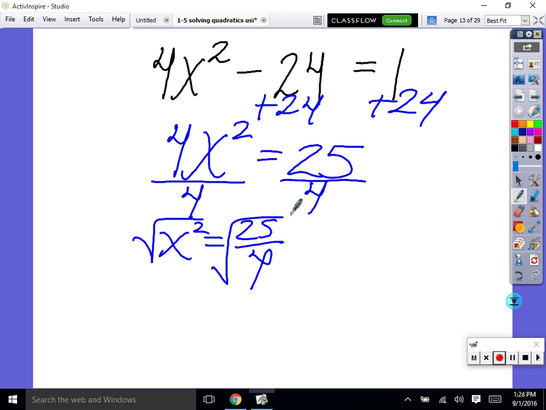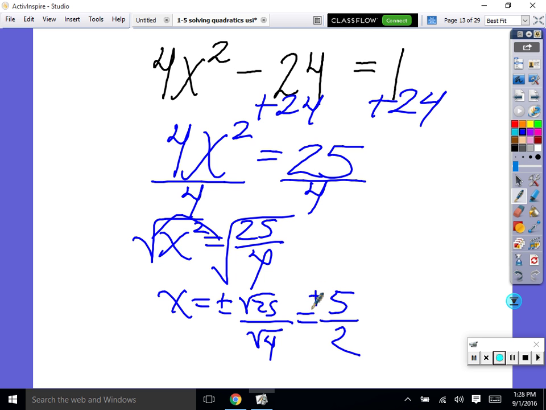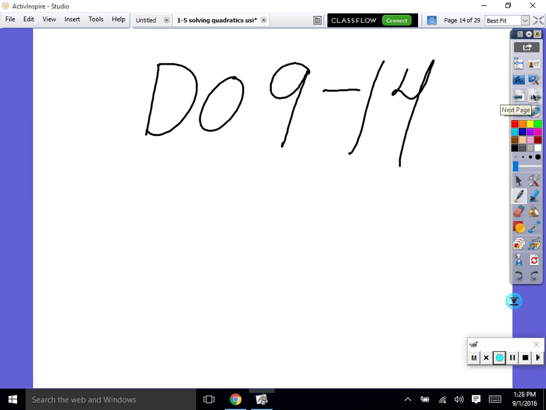So square root it. If you have a fraction and square roots, we split it up. We have x is equal to plus and minus the square root of 25 on top, the square root of 4 on bottom. Do not rationalize it because that simplifies. What's the square root of 25? 5. What's the square root of 4? So our answers are plus and minus 5 halves. Okay? Now I want you to do 9 through 14. Go. Skip to 9 through 14.